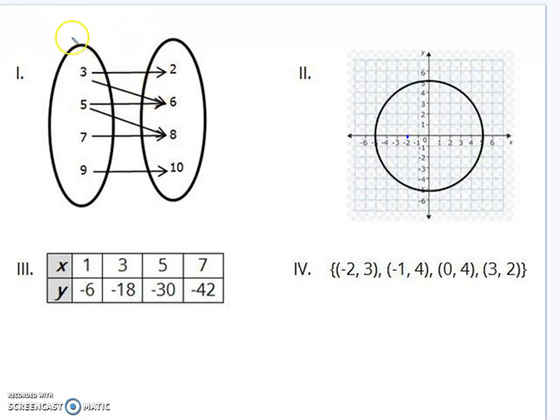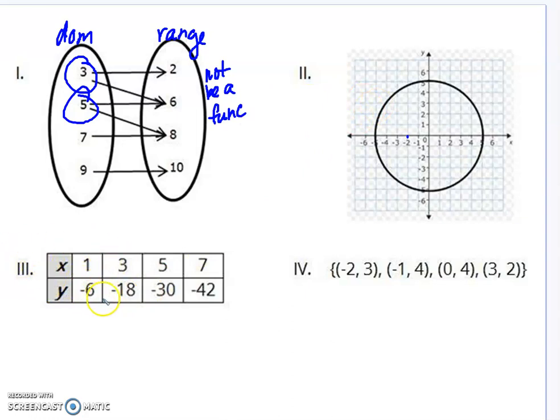In the first one, our domain and our range are as follows. 3 is an element of the domain, but it's attached to multiple values of the range. Same with 5. So this one would not be a function.